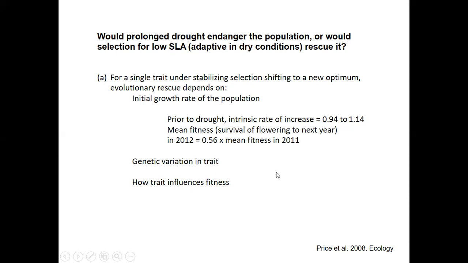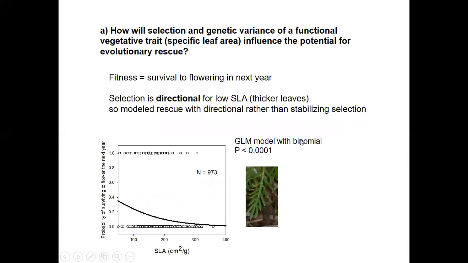And we need to know how the trait influences fitness. So here's how it influences fitness. Here's the probability of surviving to flower the next year as a function of the trait, specific leaf area. And you see this general decline. So selection is directional, favoring plants with low specific leaf area. They have higher survival. And so we've modeled the process of evolutionary rescue with that directional selection.